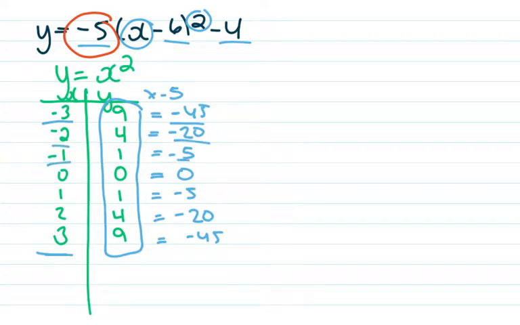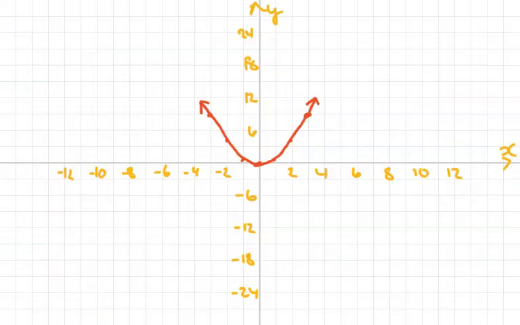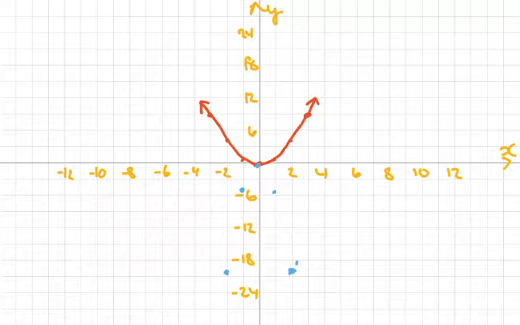So now I'm going to plot those points on my graph as my second transformation. So I'm not going to do the -3 and the 3 because those go down to -45, and that's not on my graph. So I'll just start with the -2. So -2, -20. -1, -5. 0, 0. 1, -5. And 2, -20. And then I'll connect those with a nice smooth curve.